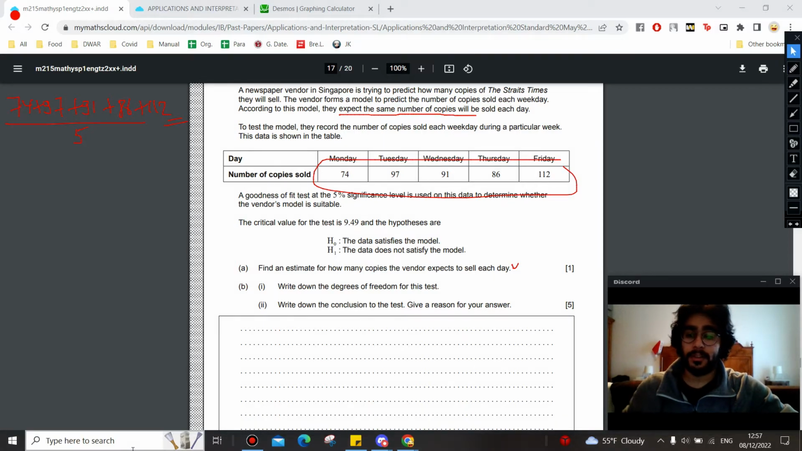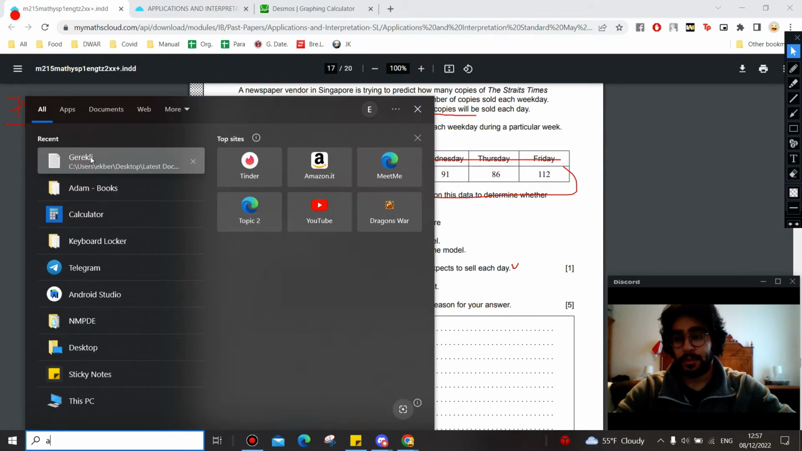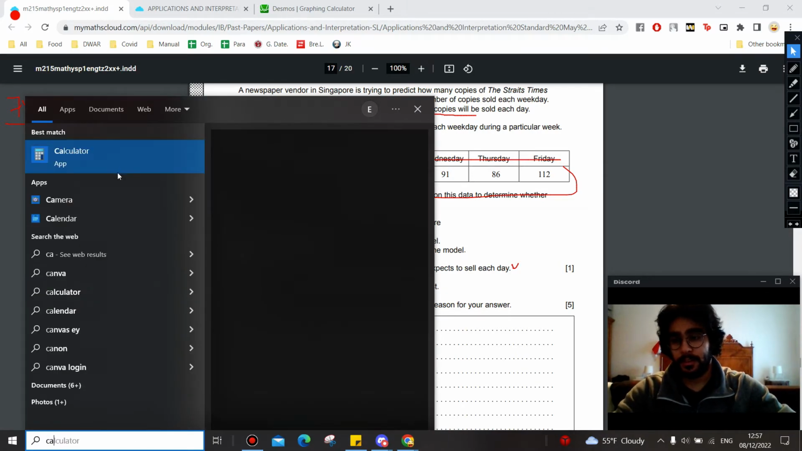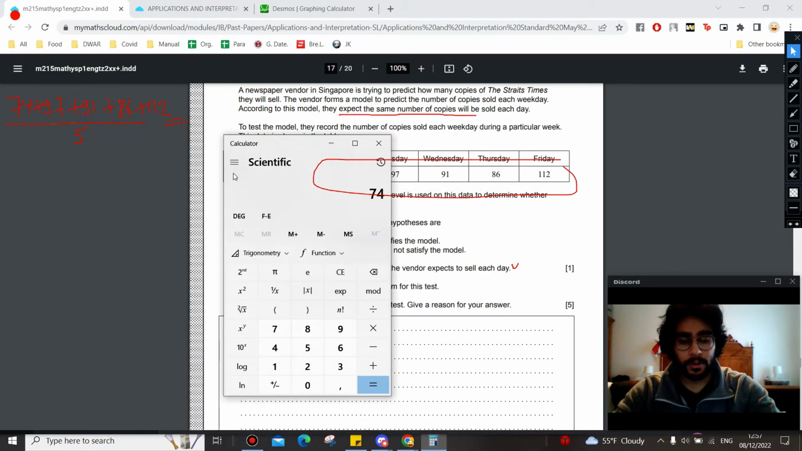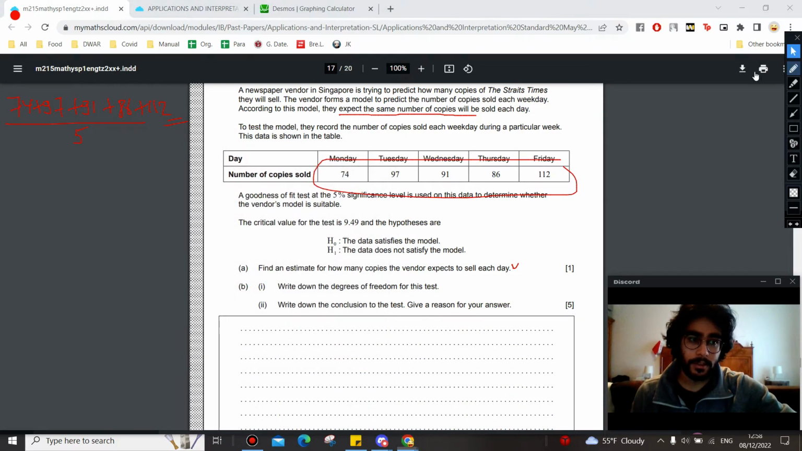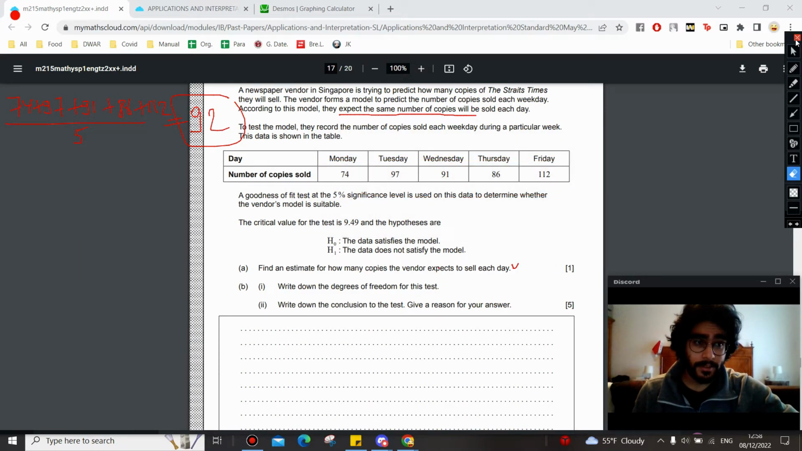Let's use the calculator to calculate this quickly. I am very sure that we are going to need this in the next parts. So 74 plus 97 plus 91 plus 86 plus 112, divided by 5 is 92. Perfect. I write down 92 as the answer for my part. Part B, I write down the degrees of freedom for this test. In this case, since we have only one sample, it will be n minus 1, which is 5 minus 1 because we have 5 data, which will be equal to 4. This is done as well.